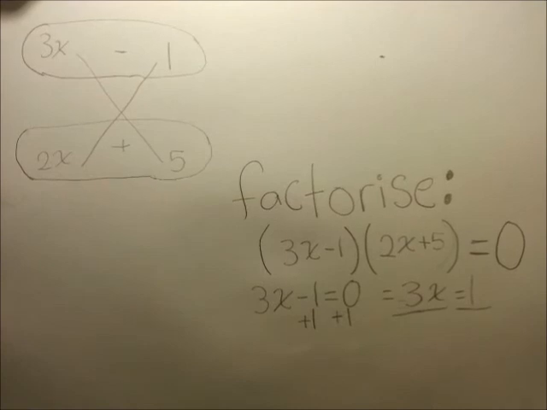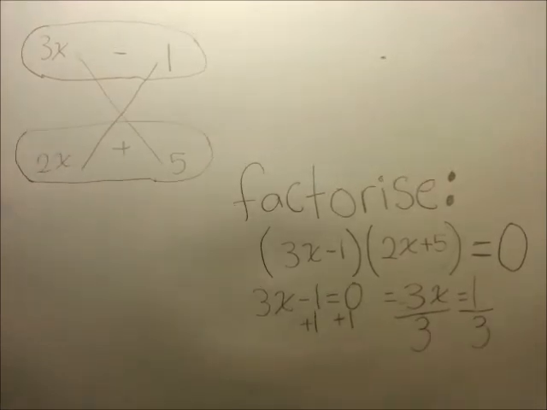So now is the x on its own? No, we still have room for simplification. Now what's the opposite of times? Divided by. So we'll do 3x divided by 3 and positive 1 divided by 3. And at the end of this, we are left with x equals 1 over 3. Okay, to move on to the next part.